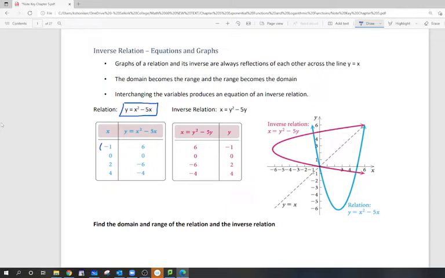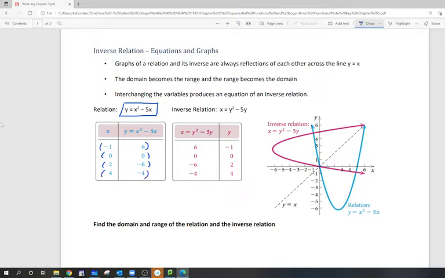For x is -1, I get a y value of 6, right? I plug in 0, I get a y value of 0. I plug in 2, I get a y value of -6, and I plug in 4, and I get a y value of -4.